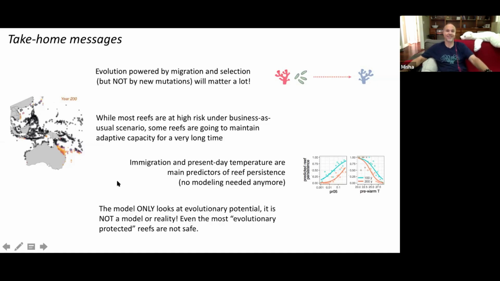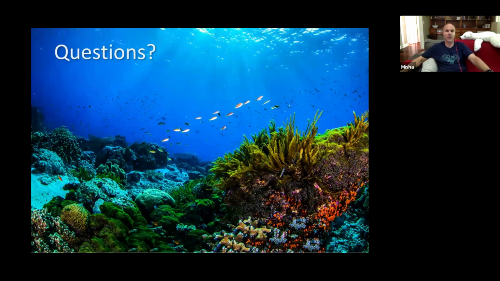Don't say that the Great Barrier Reef is safe now. So even the most evolutionary protected reefs are not safe. We just need to make sure that they don't die from other factors. They're safe from lack of evolutionary potential. That's good, but other factors are still there. Okay, and with that, I would be happy to take questions.